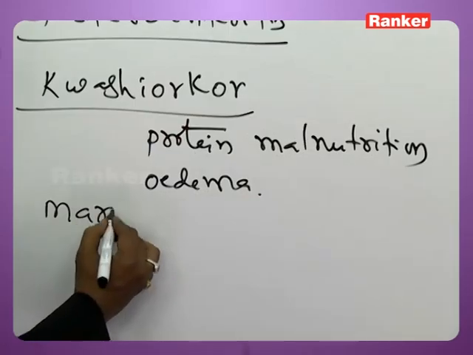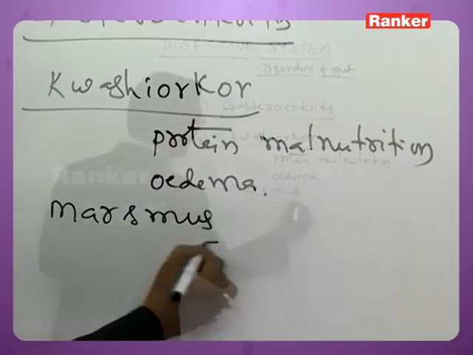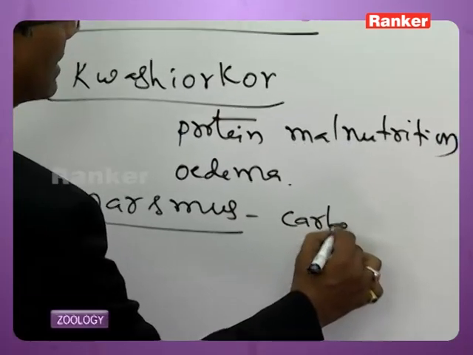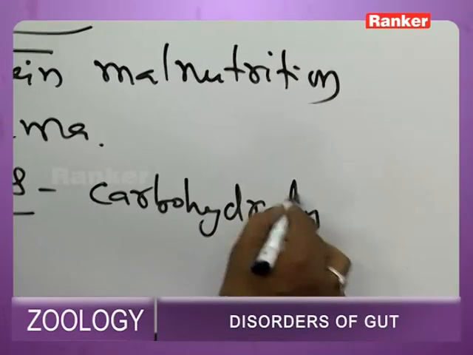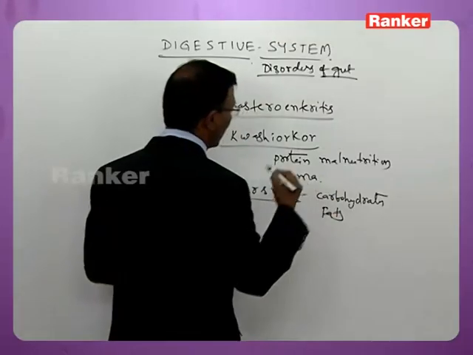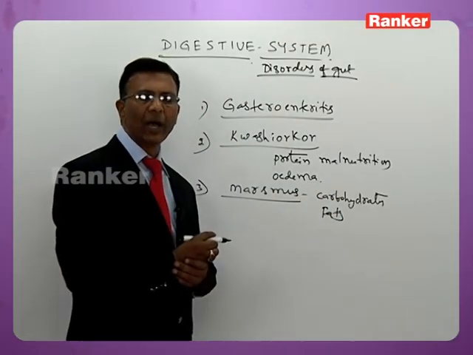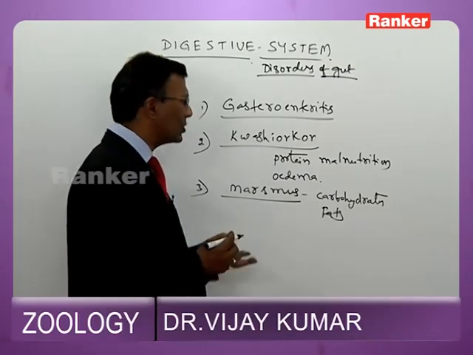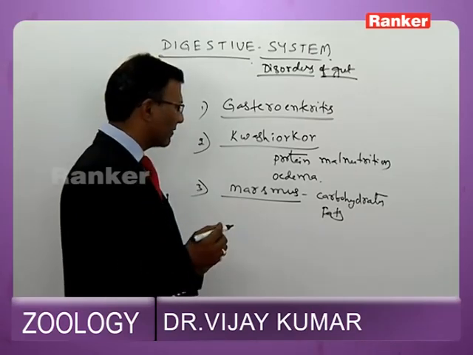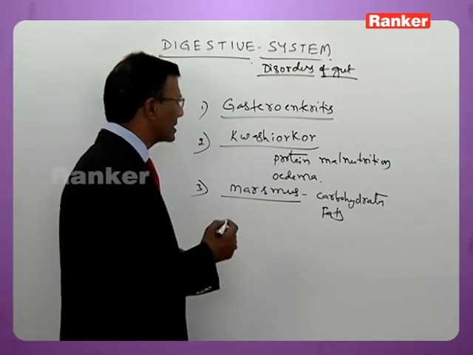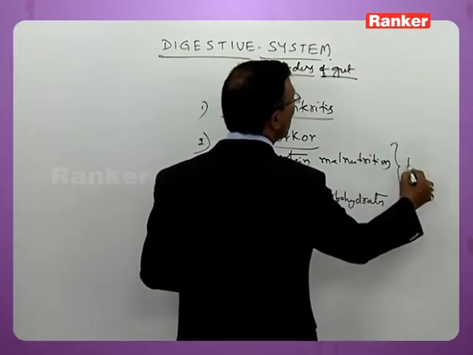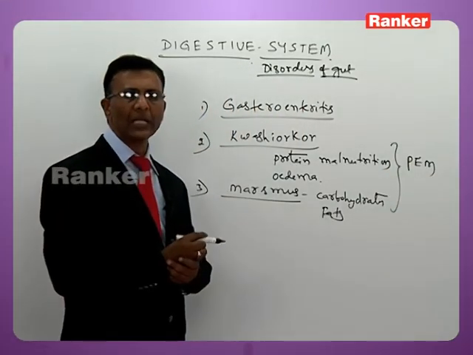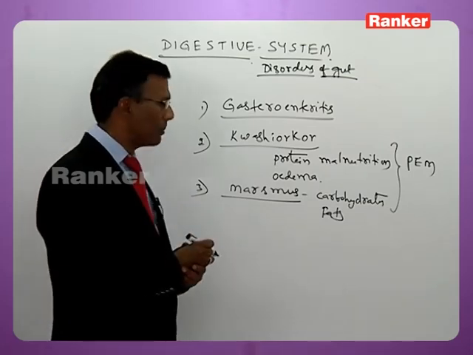And there is another disorder, marasmus. Marasmus is due to deficiency of carbohydrates and fats. Carbohydrates and fats provide energy to the human body. So when there is deficiency of carbohydrates and fats, children suffer from a disorder called marasmus. Both kwashiorkor and marasmus are referred to as protein energy malnutritional disorders, PEM disorders.